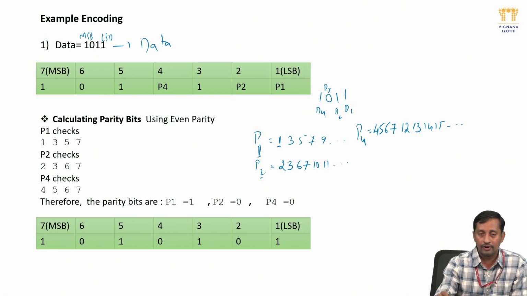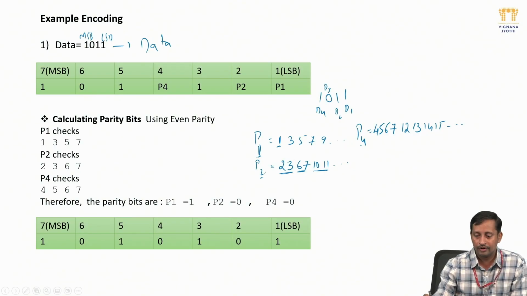Repeating again, to find the values of parities P1, P2 and P4: for P1, it is 1 bit, and it starts with 1. So 1 bit, first position, leave 1 position, third position, leave 1 position, 5, leave 1 position, 7, leave 1 position, 9. This is the sequence. Similarly for P2, it starts with 2, so we take 2 numbers at a time. 2, 3, leave 2 bits, 4 and 5 should be left, 6, 7, leave 2 bits, 8, 9, 10, 11. Similarly for P4.